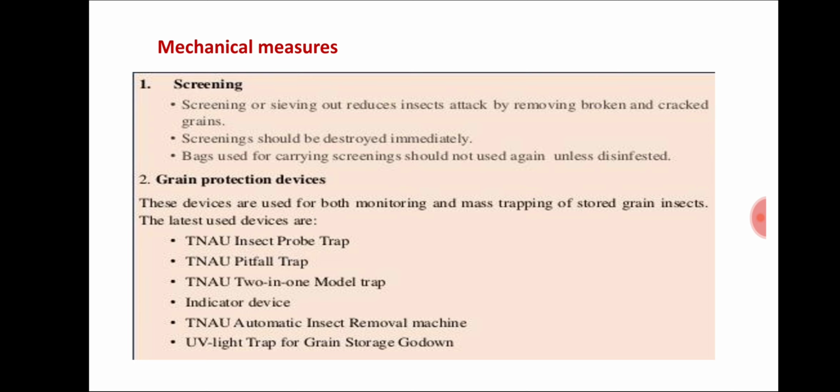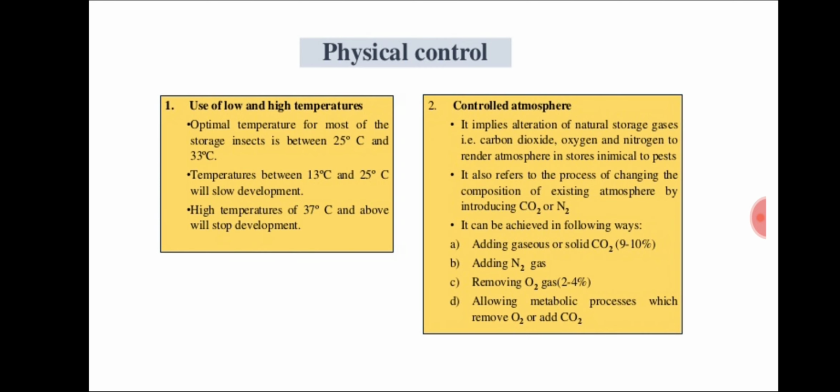Grain protection devices. These devices are used for both monitoring and mass trapping of stored grain insects: TNAU insect probe trap, TNAU pitfall trap, TNAU two-in-one model trap, indicator device, automatic insect removal machine, and trap for grain storage godown.